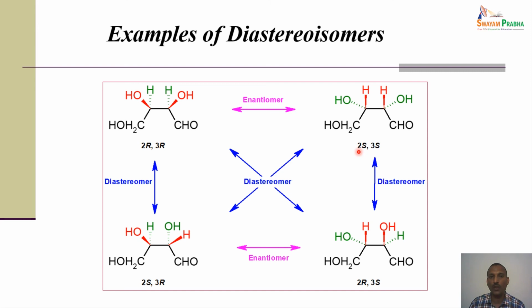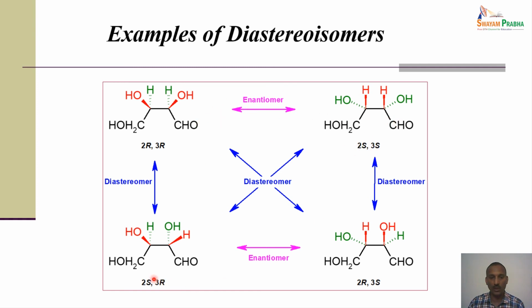If there is more than one chiral center or stereogenic center in the compound, for diastereomers to form, the configuration should change in at least one of the stereogenic centers. But if you look at enantiomers, 2R,3R becomes 2S,3S. So all the chiral centers or stereogenic centers have to have the opposite configuration. Then only they are called enantiomers.